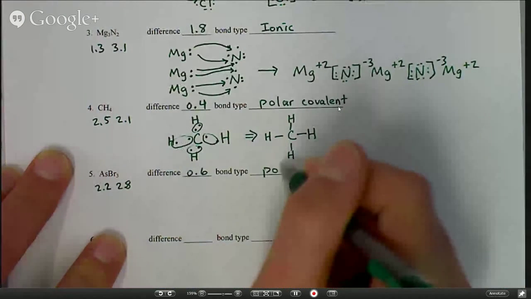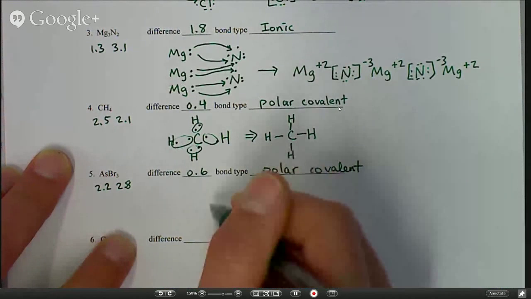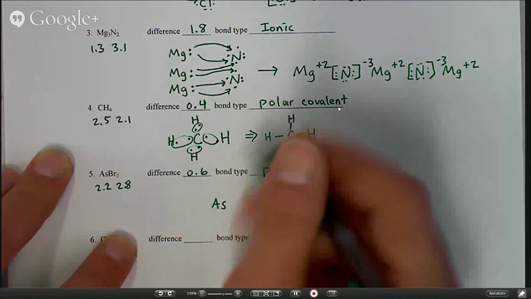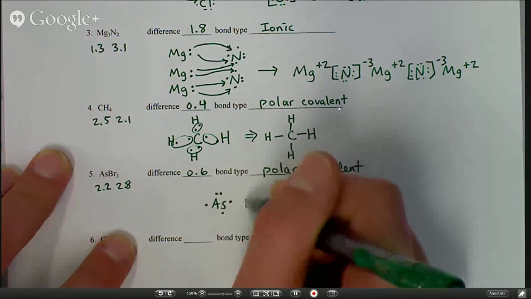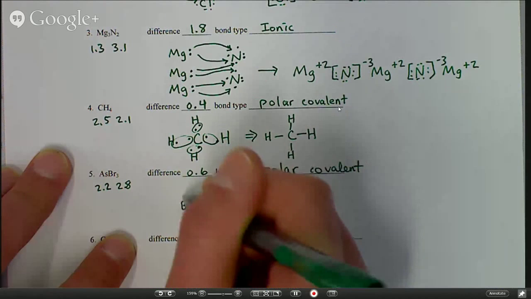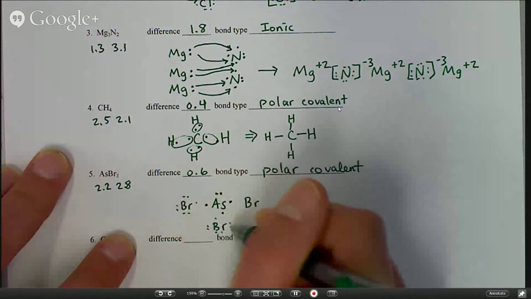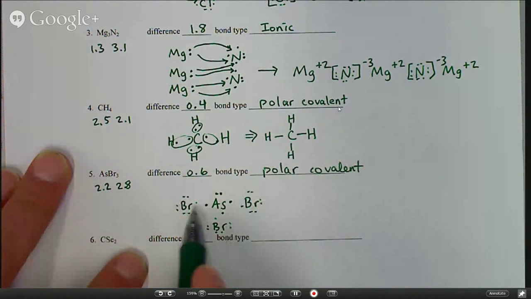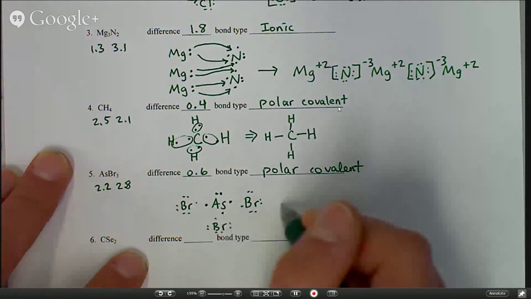So this is, again, polar covalent. And so we have 1 arsenic. Now, arsenic is in group 5 below nitrogen and phosphorus, so it's going to have 5 valence electrons. And then we have 3 bromines that we can place around. Now, each bromine has 7 valence electrons, which I'm showing. And hopefully you can see which electrons here, here, and here that we can team up.